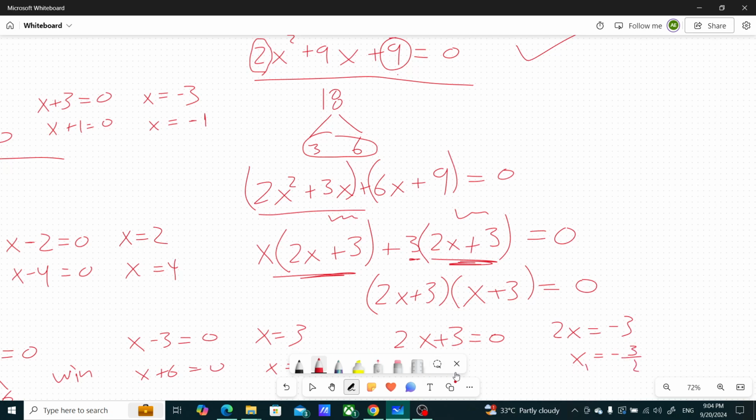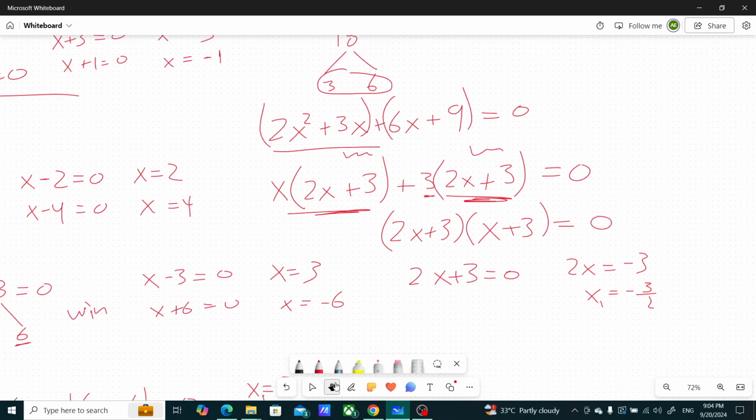That is my x1. And for the other part, I will do x plus 3 equals 0. So I know that x2 equals negative 3. And these are my solutions.